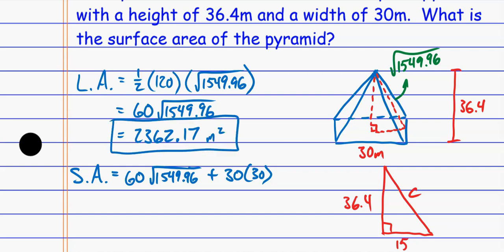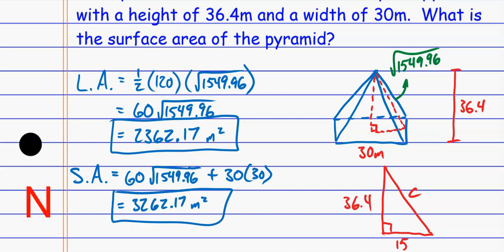And now without even rounding this off on my calculator, I can easily just add the 900, or the 30 squared. And that gives me 3262.17 square meters. So again, find the lateral area. If it's a regular pyramid, we can use that special formula. Just make sure you have the proper height. We need the slant height, which is that height up the diagonal. We find the lateral area, and then surface area is just a matter of adding the area of the base.